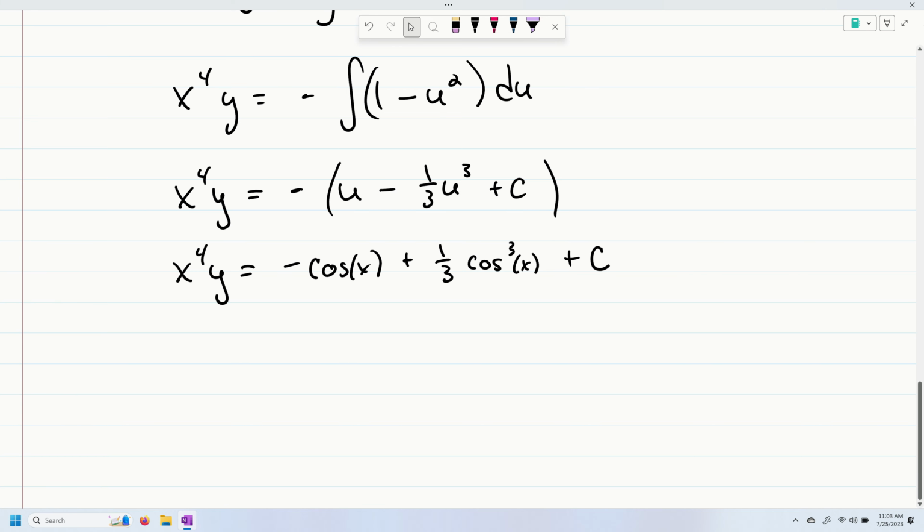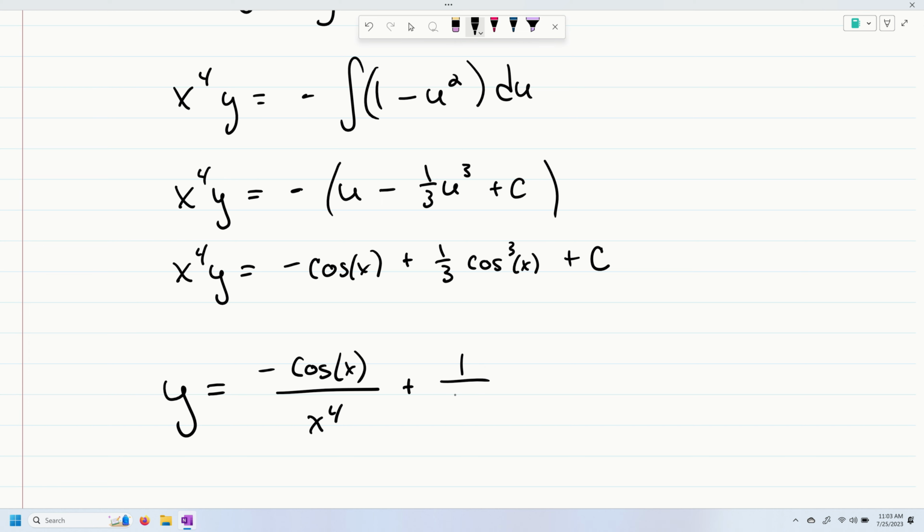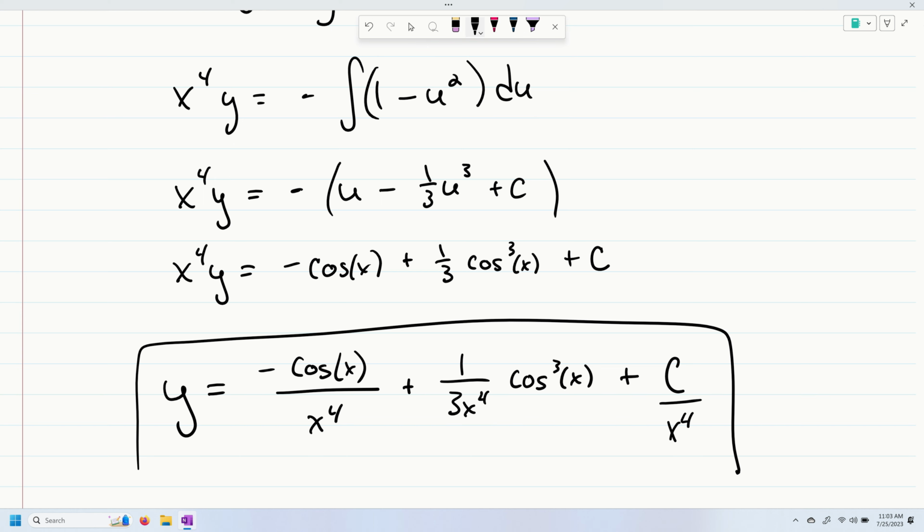And finally, divide everything by x to the fourth to give us y equals negative cosine over x to the fourth plus 1 over 3x to the fourth times cosine cubed x plus c. We'll leave it like that, c over x to the fourth. So there's that answer right there.